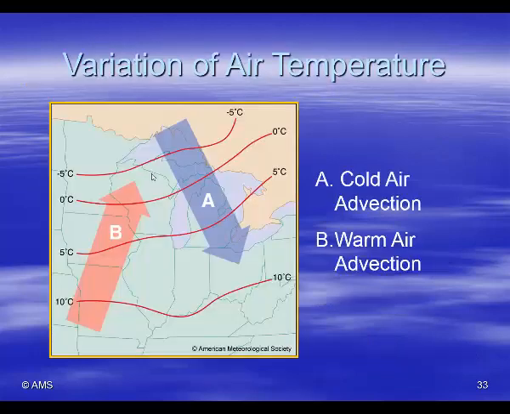So here, arrow A shows you cold air advection, and arrow B shows you warm air advection. Notice these lines are called isotherms. They're lines of constant temperature. Where these lines are close together, there's a strong thermal gradient. Where these lines are far apart, there's a weak thermal gradient.